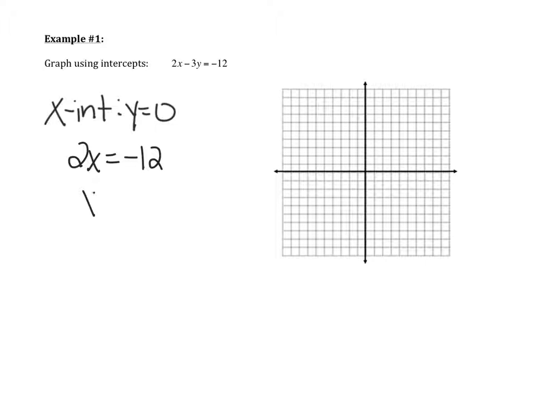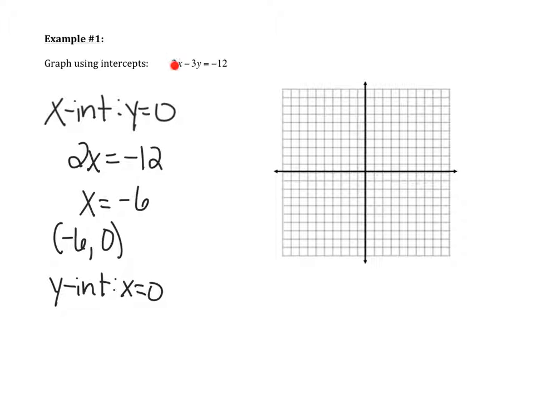So divide both sides by 2, I end up with x equals negative 6. So my ordered pair would have been negative 6, comma 0, since I put 0 in for y. For the y-intercept, I put 0 in for x. Putting 0 in for x would take out my 2x, so I'd be left with negative 3y equals negative 12. If I divide both sides by negative 3, I get y equals 4. So my ordered pair would be 0, 4.